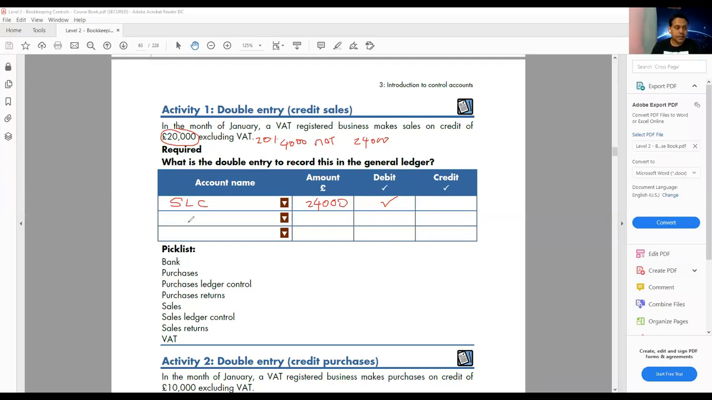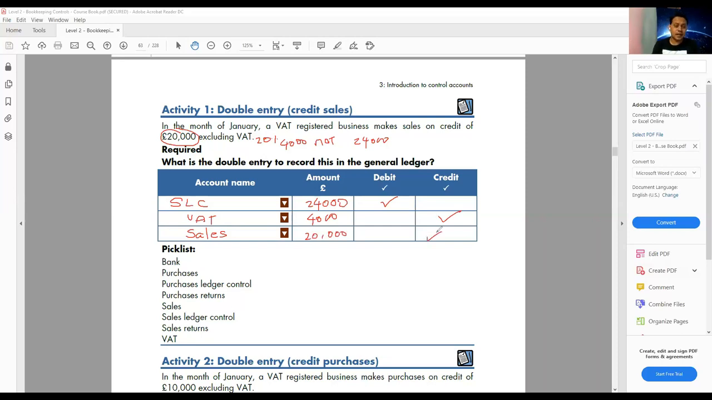Then the VAT is a liability, £4,000. That's my credit because I have to pay the VAT to HMRC. I'm just taking it from the customer on behalf of HMRC. Every time I make a sale, remember I create the liability, I increase the liability. And the last one is sales. Sales is always income, and sales is always a credit. It's a universal truth. Sales is always credit.